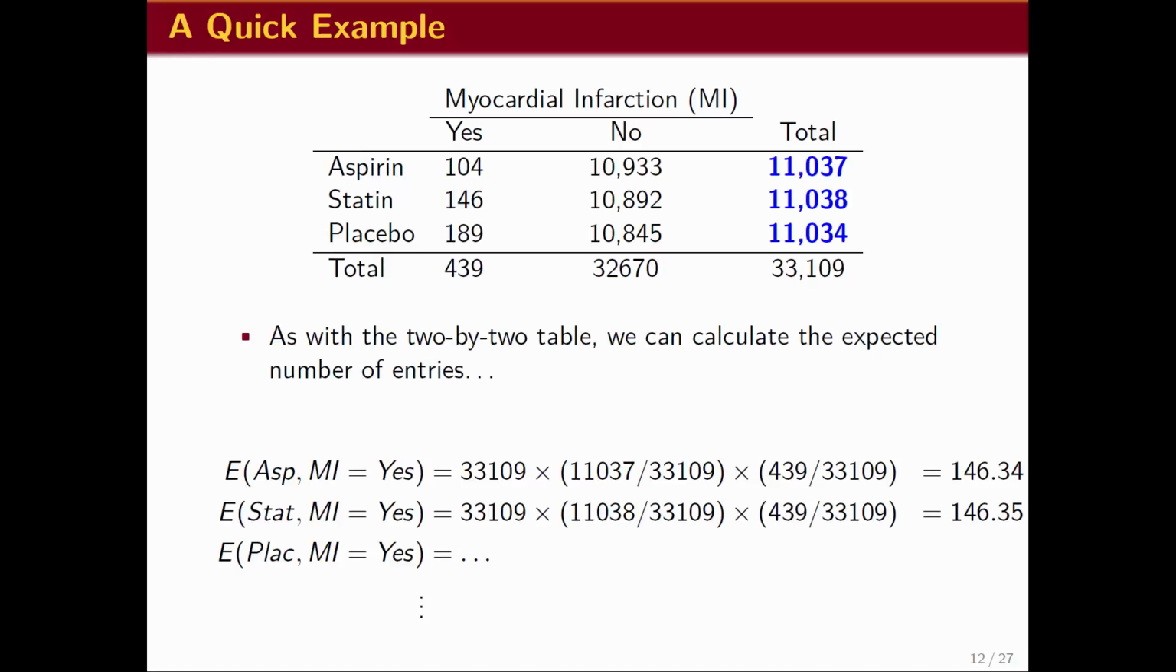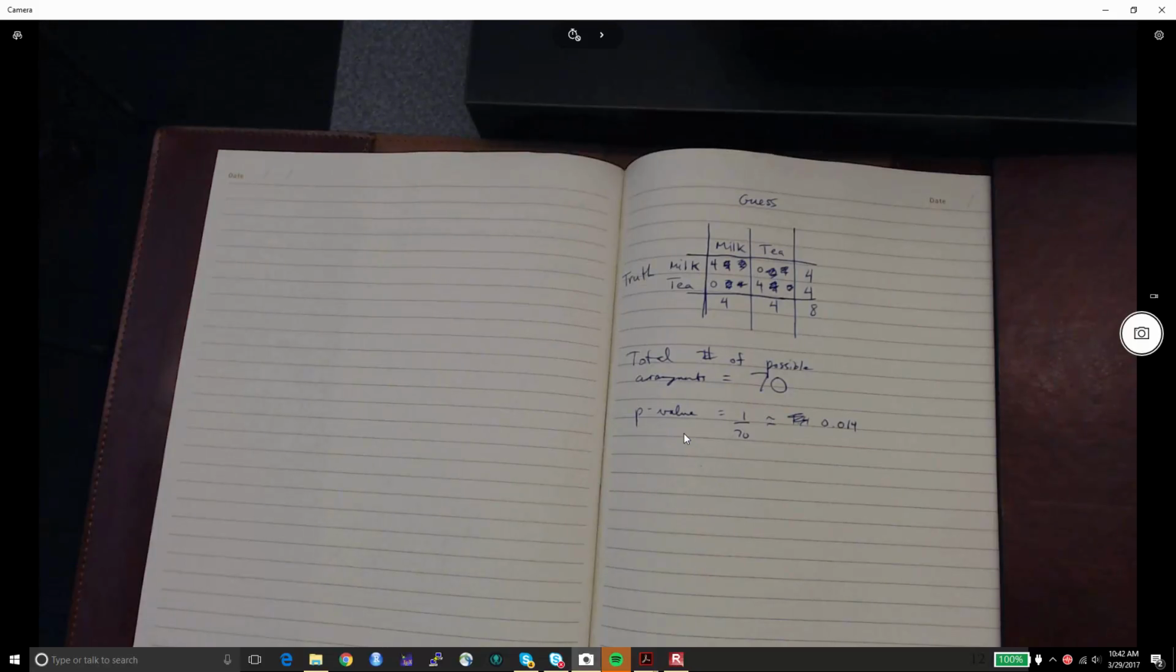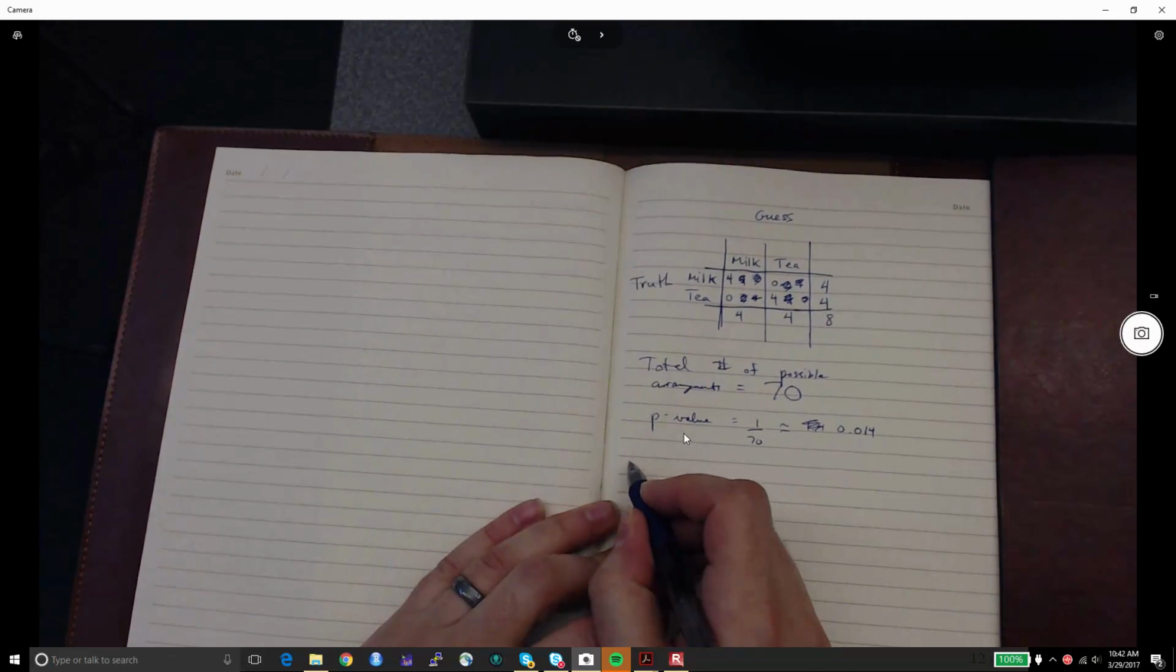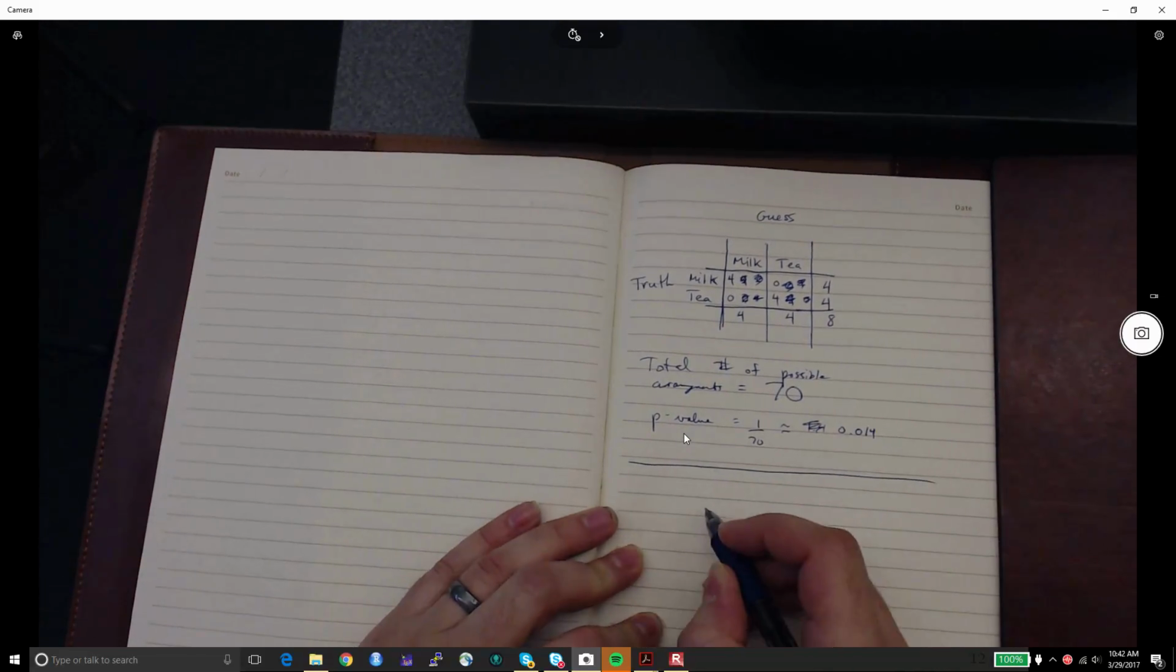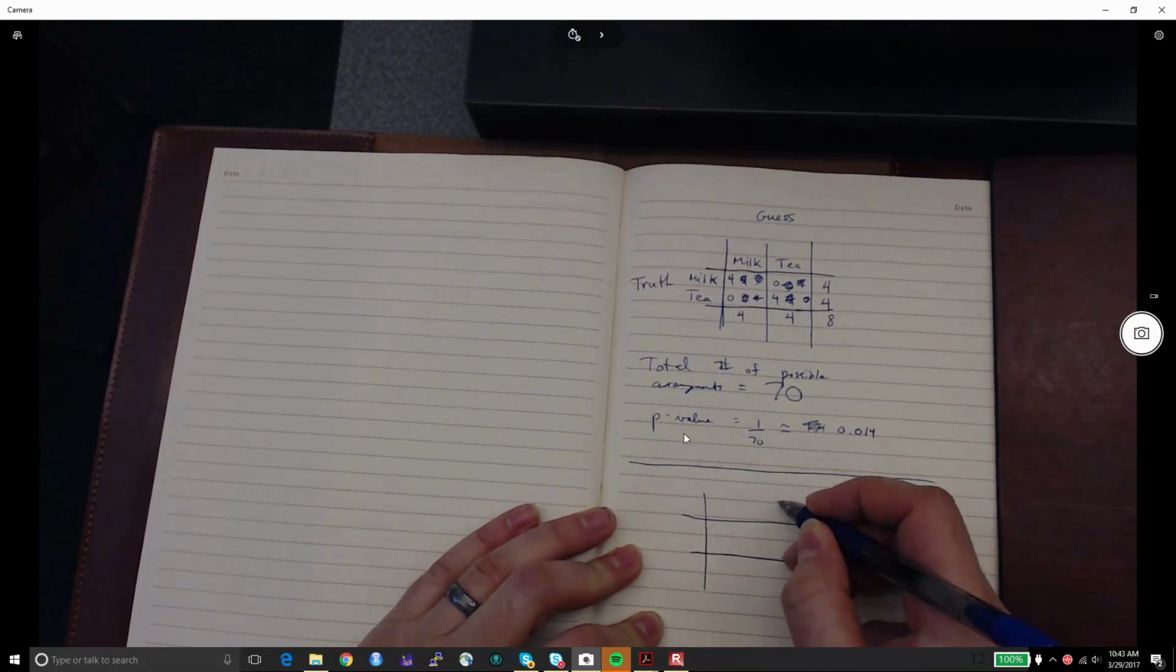So how do we actually go about calculating expected numbers in these cells, right? Now, what does it mean? Let me go back to here, okay? Let me draw another table. And I'm going to go back to a 2x2 table here quickly.